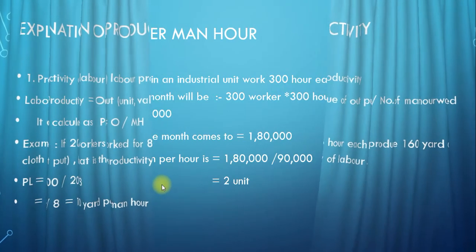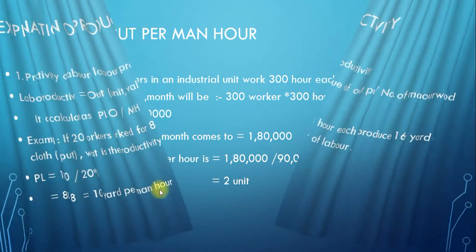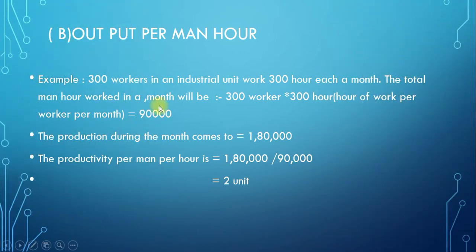Next one is output per man hour. Output per man hour is generally the labor cost per unit, which can be calculated by dividing the total wages paid to the workers by the number of units produced by them during a particular period. So this output per man hour is calculated from the total wages paid to workers and their units produced during a particular period. So here is the example.